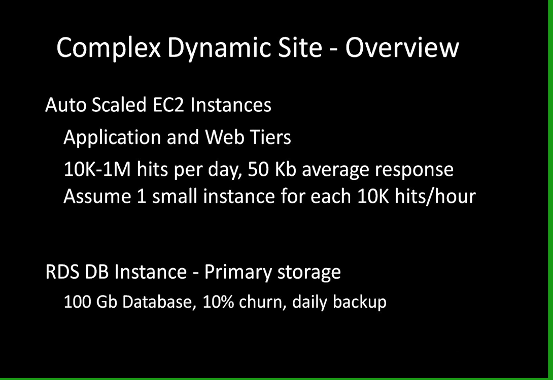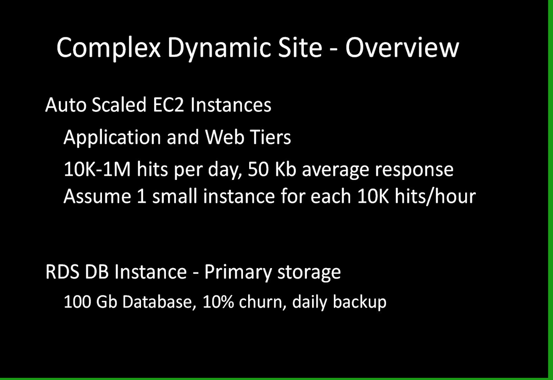An important attribute of the complex dynamic site is that it is actually changing. So the number of EC2 instances that we have running over time is going to actually be auto-scaled up and down in response to changing conditions. We're going to run, again, both our application and our web tiers on EC2. And we're going to expect that our site has anywhere between 10,000 and 1 million hits per day. And once again, we'll use the 50 kilobyte average response.